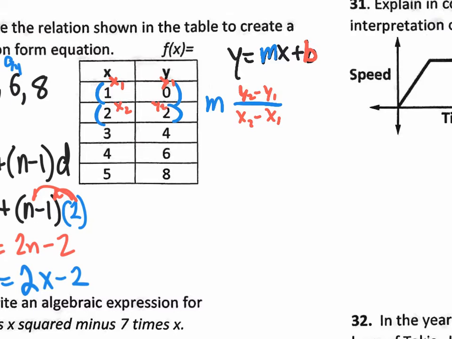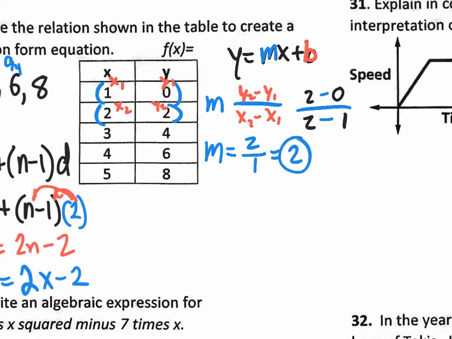So when you plug it in, and you put the subtractions first, when you go y2, that's 2, minus y1, that's 0, and you go x2, which is 2, minus x1, which is 1, you're going to end up with the slope 2 over 1, which is just 2. Yay? So that's your slope. Your m value is 2.